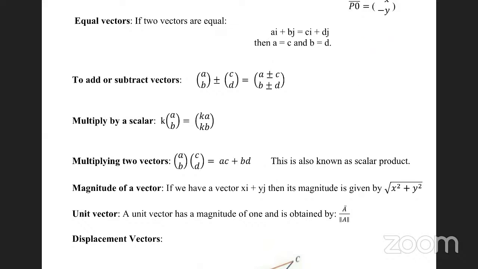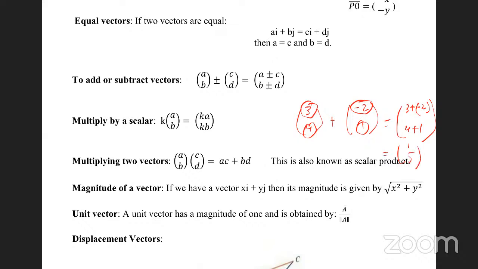Next, to add and subtract vectors. Suppose I gave you two vectors, let's say 3, 4, added to minus 2, 1. If I gave you addition of vectors, all you're doing is adding the x's and adding the y's. So you will get 3 plus minus 2, and you'll get 4 plus 1. Okay, so your answer will be 1, 5. That's the way you add and subtract, it's the same thing. So you add or subtract similar positions.